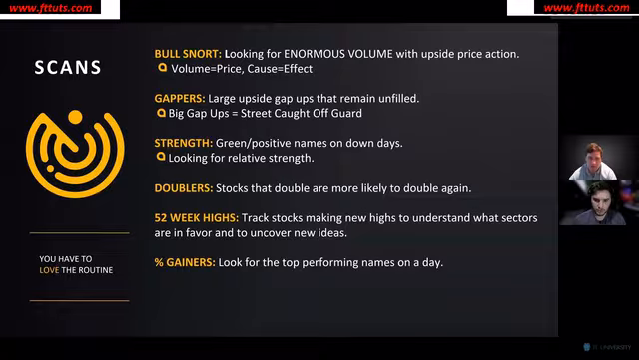And especially in corrections, this is important because that's when you really find new names that maybe you haven't traded before. Then a doublers scan. So this is stocks that double. It's really that simple. One thing I learned early on, specifically from Dan Zanger, is that stocks that double tend to be the ones that double again, which is contrary to popular belief.